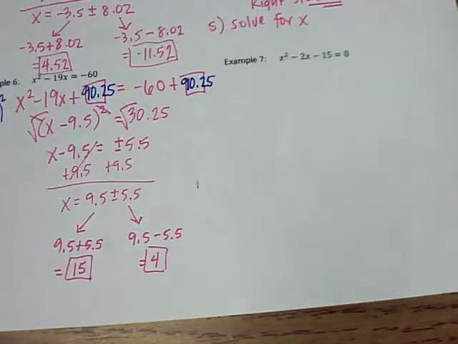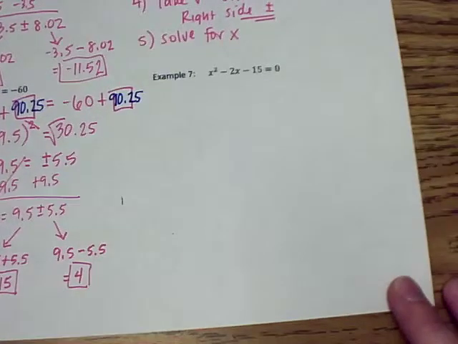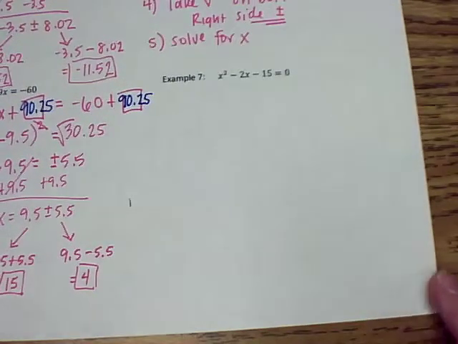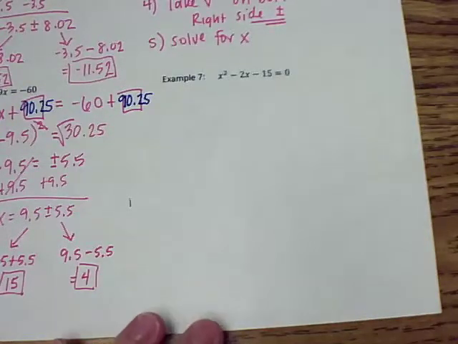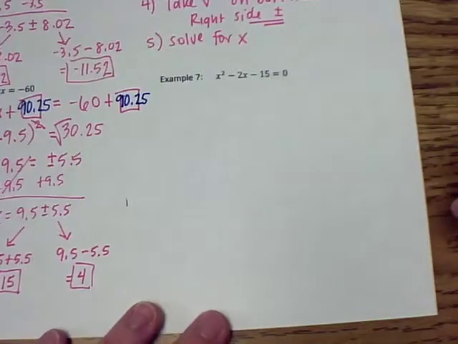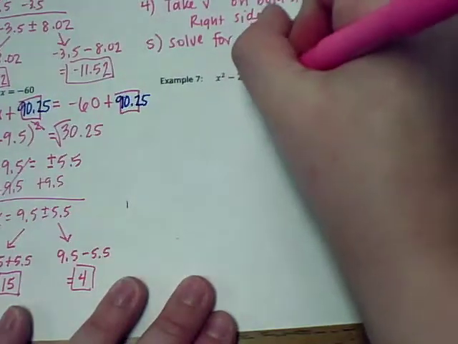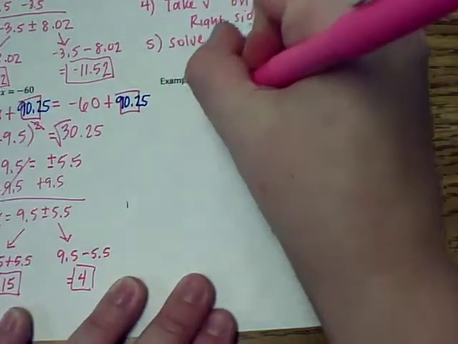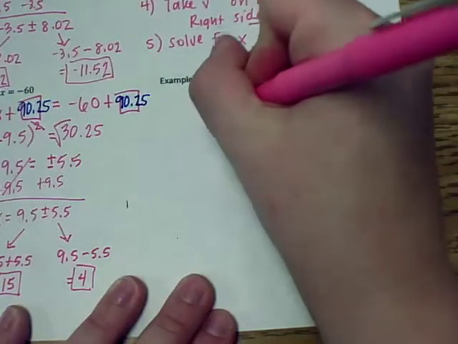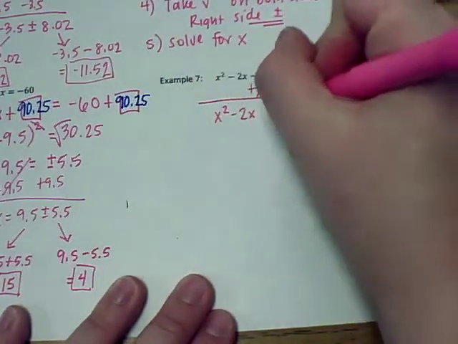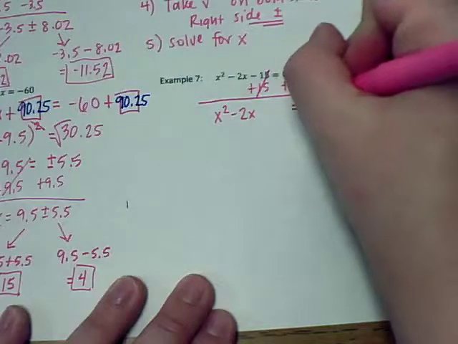All right, let's look at the last example. I have x squared minus 2x minus 15 equals 0. In this case I have the c on the wrong side, so I need to move it. I'm going to add 15 to both sides. That gives me x squared minus 2x, I'm going to leave space, equals 15.